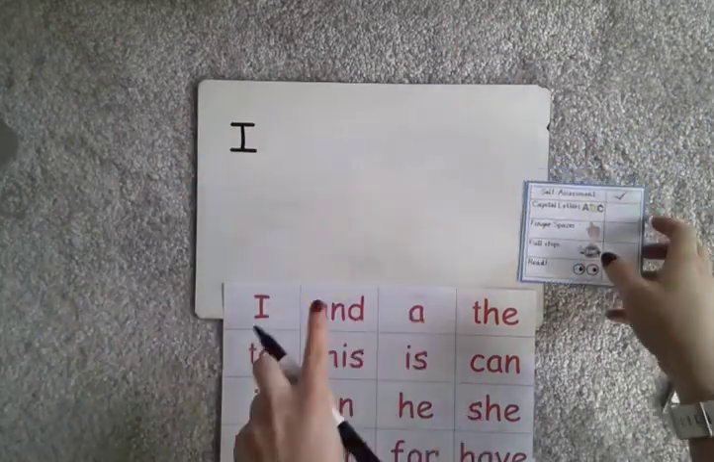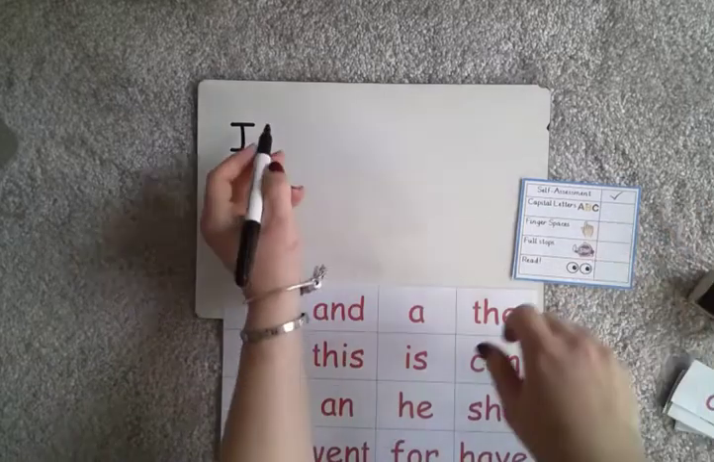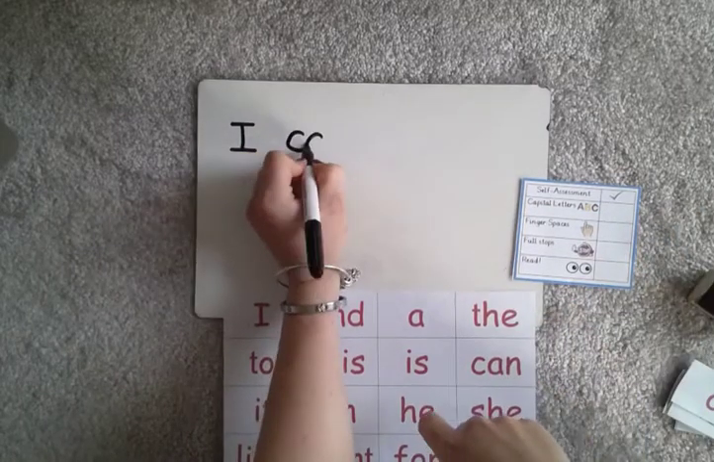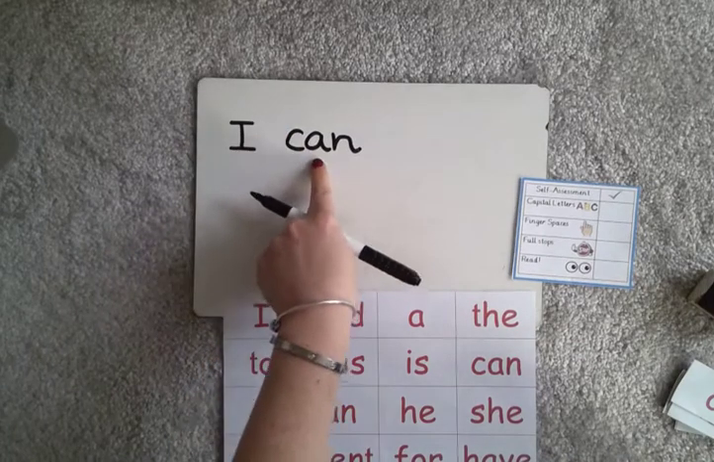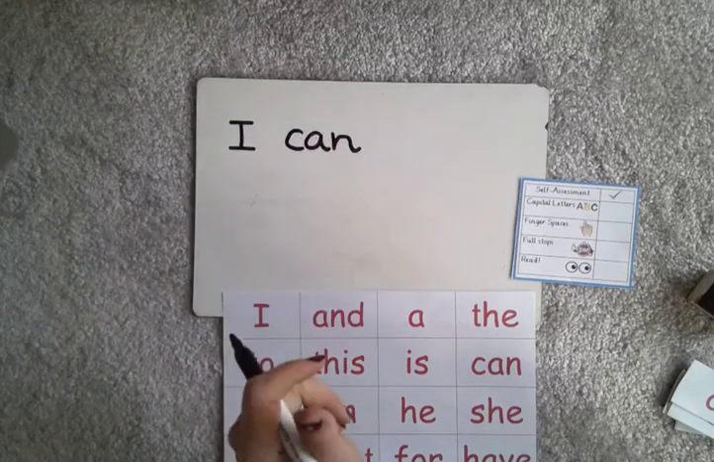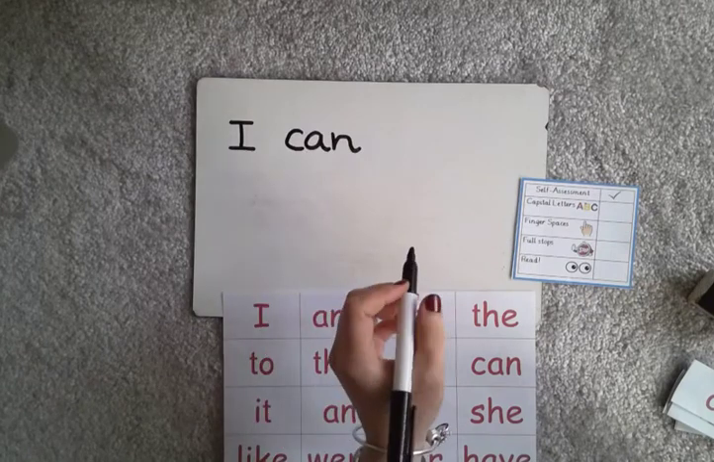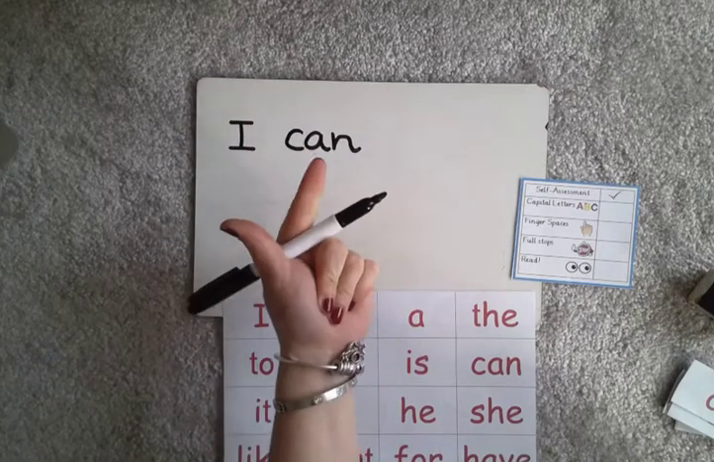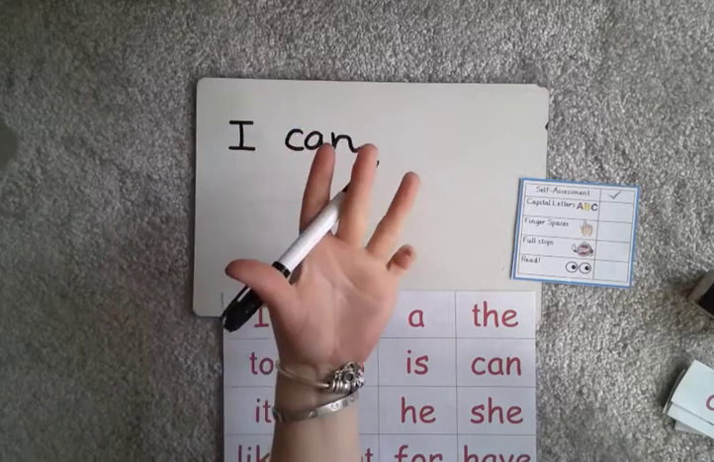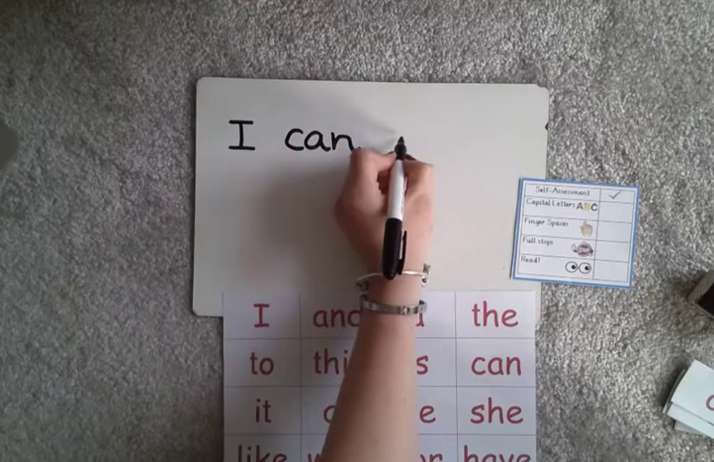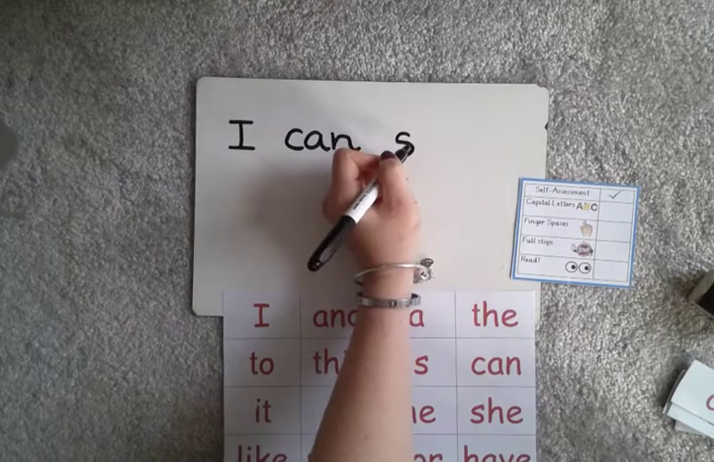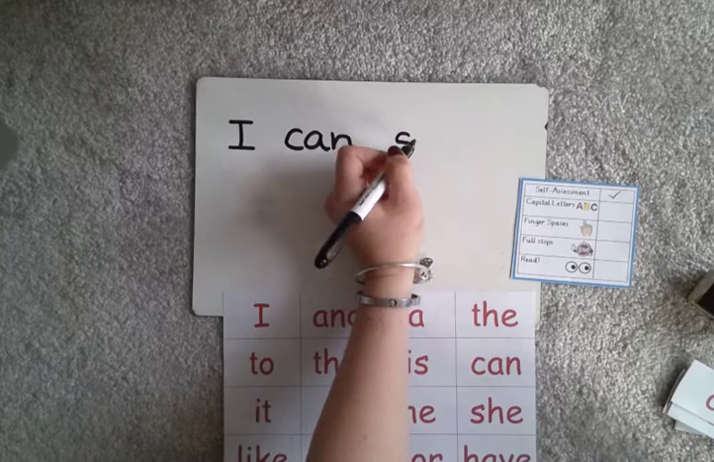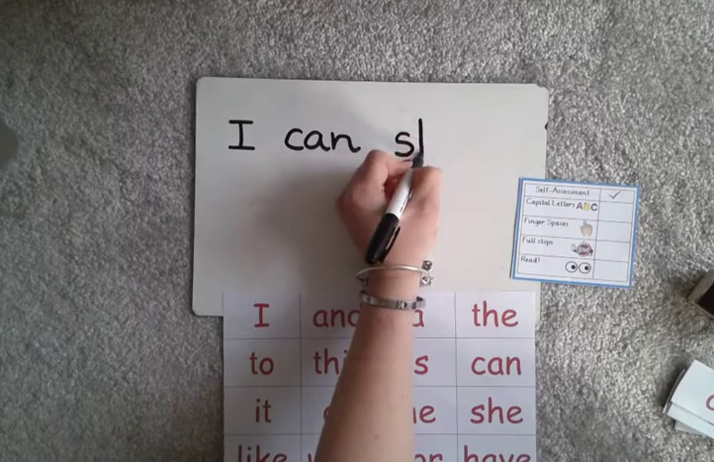I can, space, skip. I know that I need 4 sounds for skip. Now it could be caterpillar or kangaroo. Now I've seen the word skip written down before, so I know it's a kangaroo. I can skip.